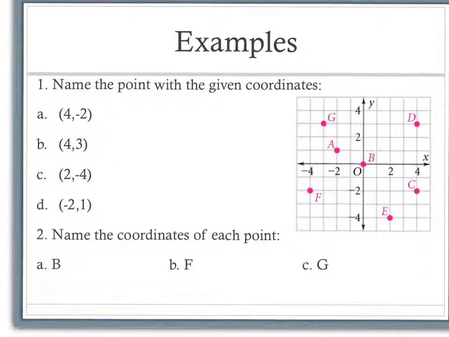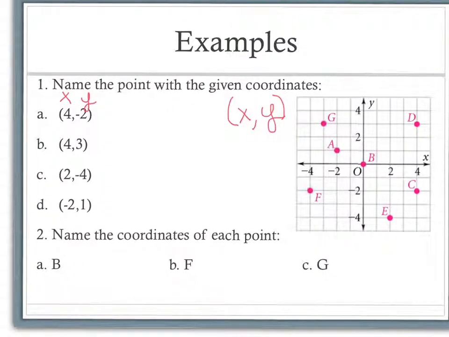Let's look at some examples of naming points and naming coordinates. So in number 1, it says name the point with the given coordinate. And referring to the graph on the right, we're going to name which point has that coordinate. In A, we have the point (4, -2). So if you remember from our ordered pairs, it's always x, y. So I know my x value is 4, my y value is -2.